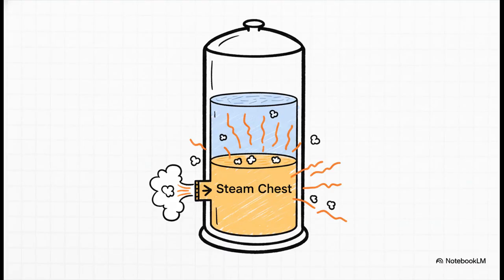First up on our tour is the steam chest. Think of this as the engine of each individual unit, or what we call an effect. Now in the very first effect, this chest gets filled with fresh, hot steam straight from the boiler. But in all the effects that follow, it's going to be filled with that recycled vapor we were just talking about. Its one and only job is to transfer heat.